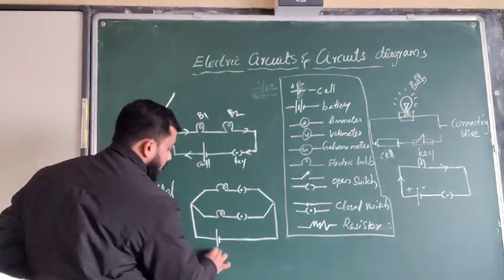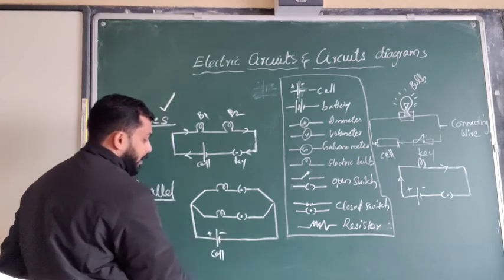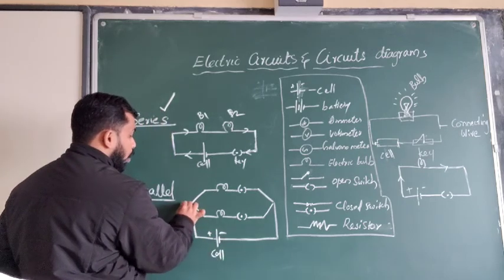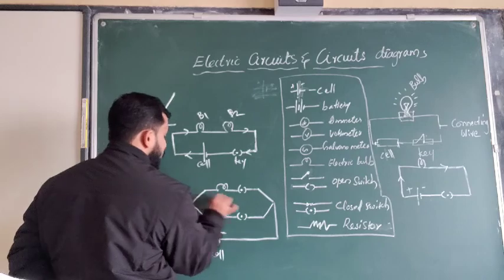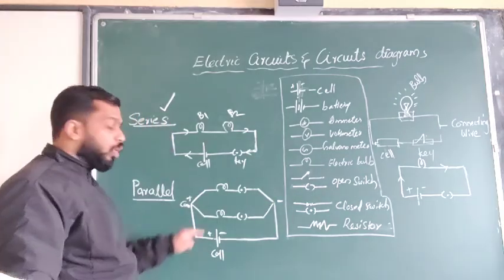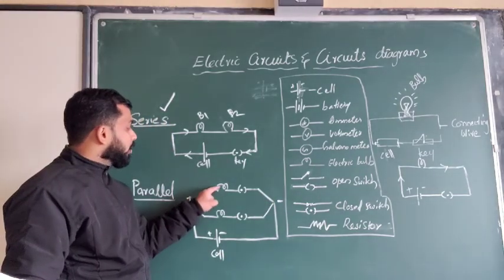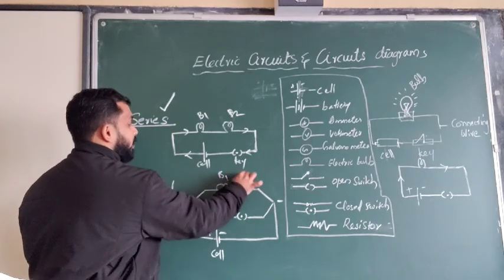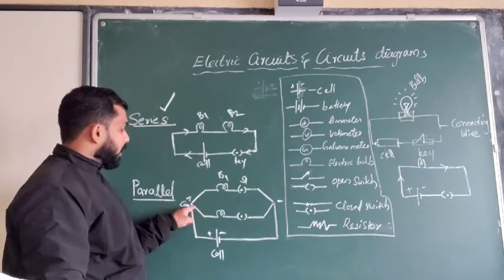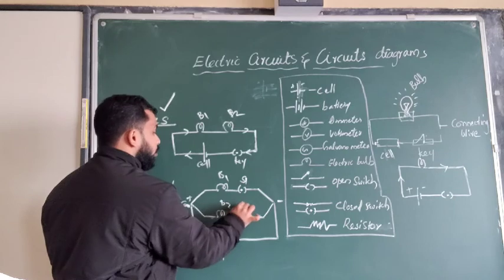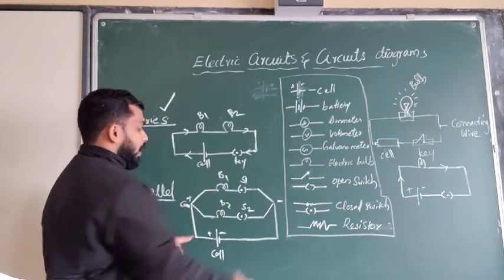So I have shown this one here. Positive and negative terminals are there, and the connection is given to a common point of positive and negative. So from a common point, I have taken one connection to bulb B1 with switch 1, and another one from the common point to bulb B2, and switch 2 I have given.